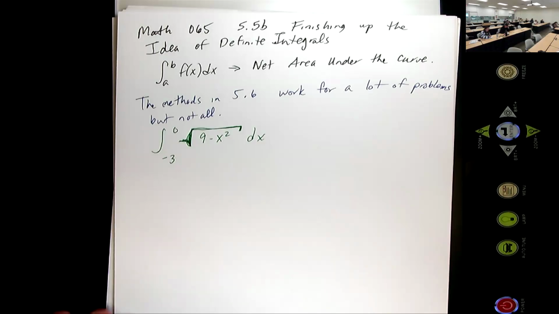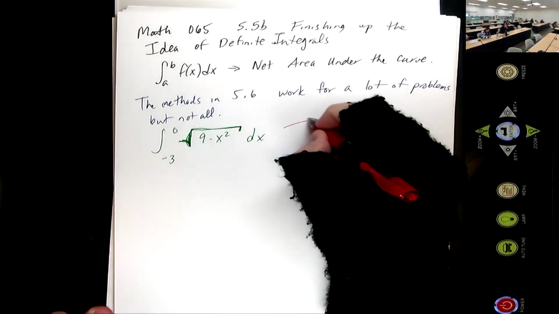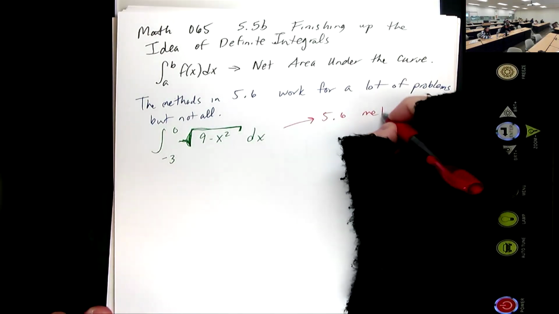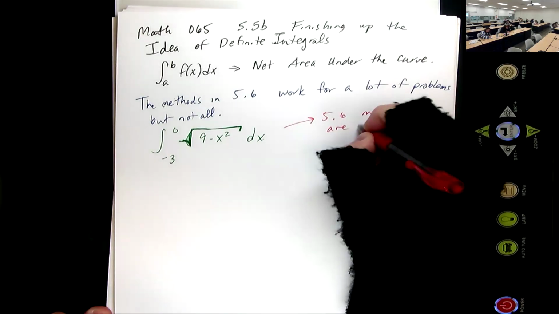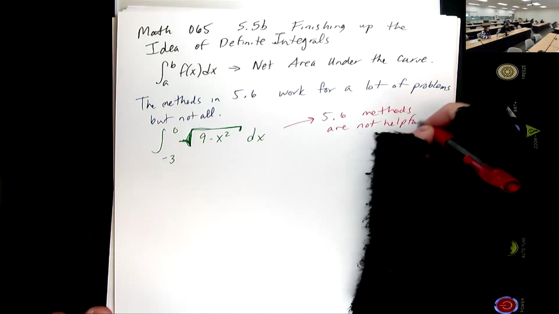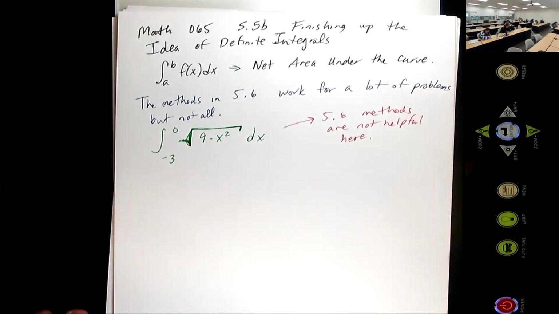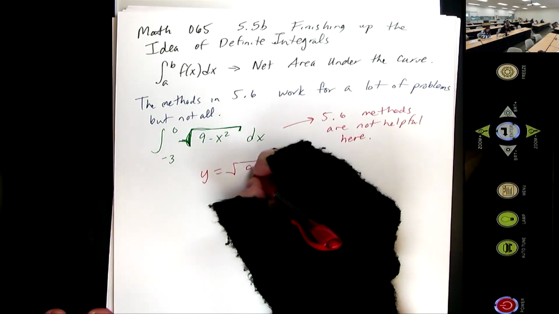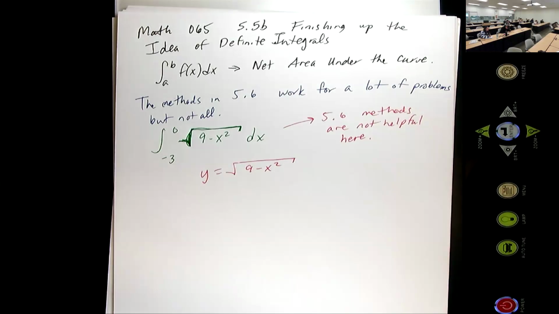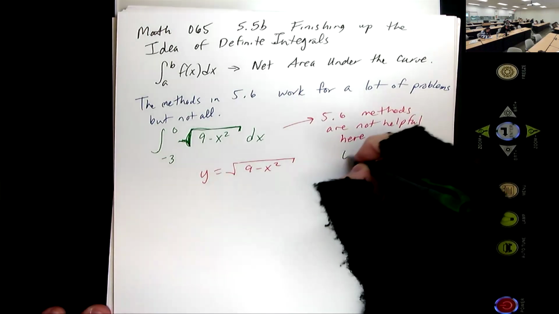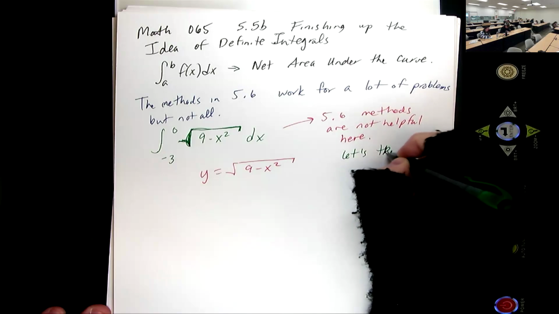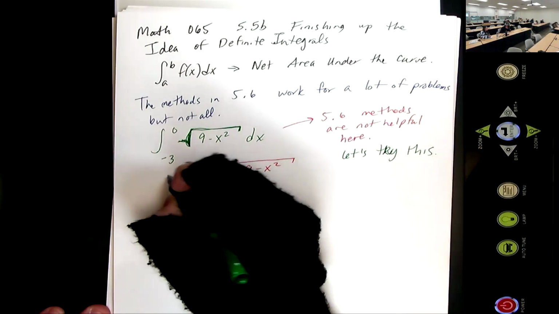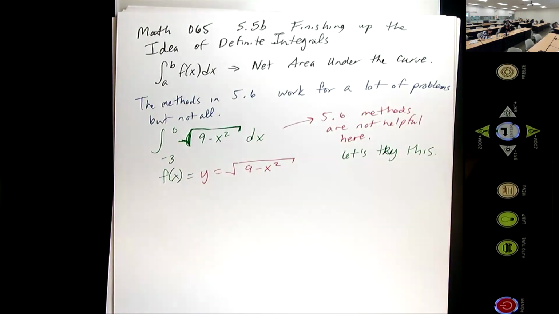So the 5.6 methods are not helpful here. Not until you go deep down the rabbit hole and learn some complicated stuff. But what if I say y equals the square root of 9 minus x squared? Let's try this. Because y is usually a substitution for f of x, so this isn't a big stretch to call it y.